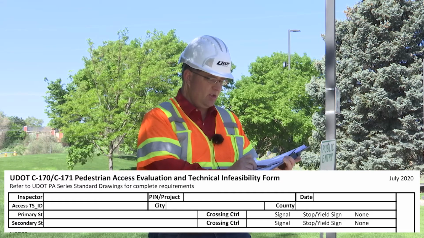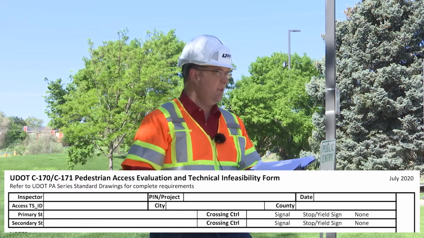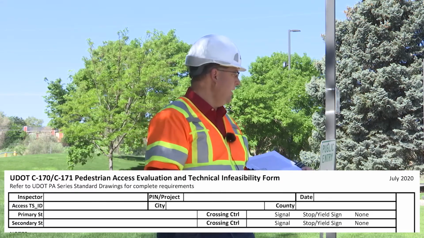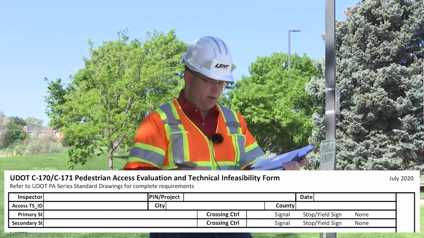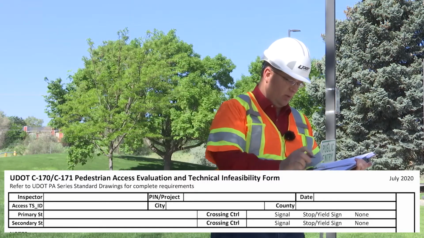Next is the secondary street. I'll look to see if there's a secondary street here. Here we don't have one because we're at a mid-block crossing. And then crossing control, we don't have any there.